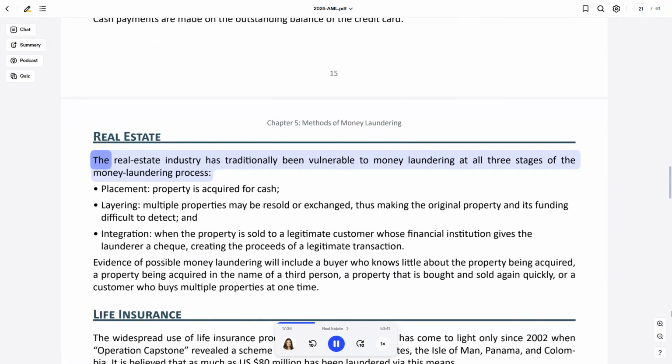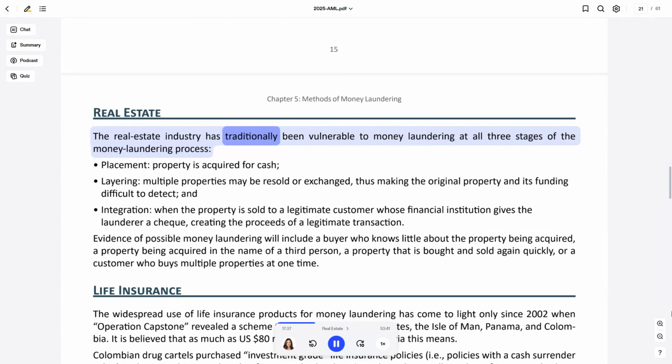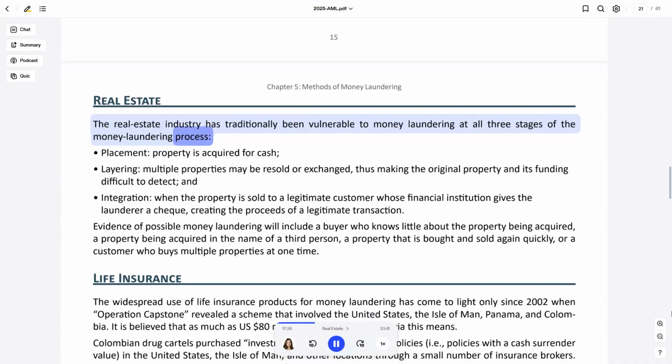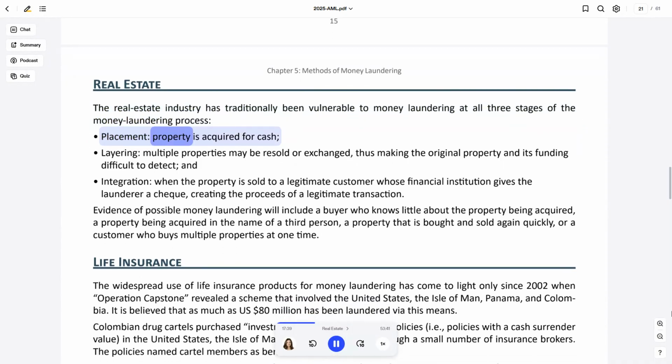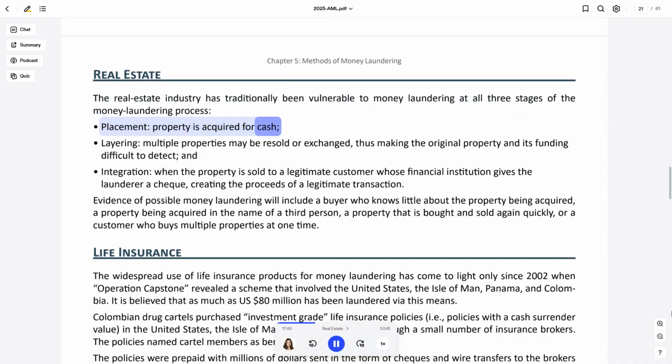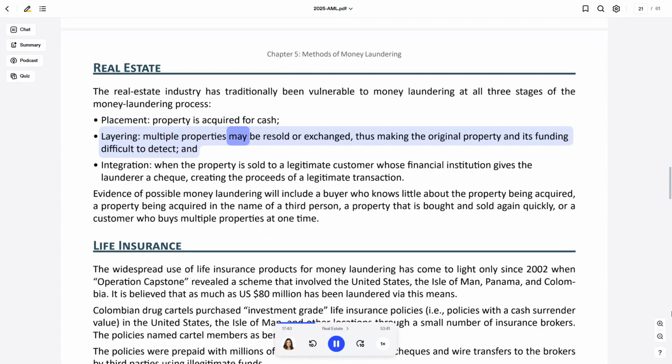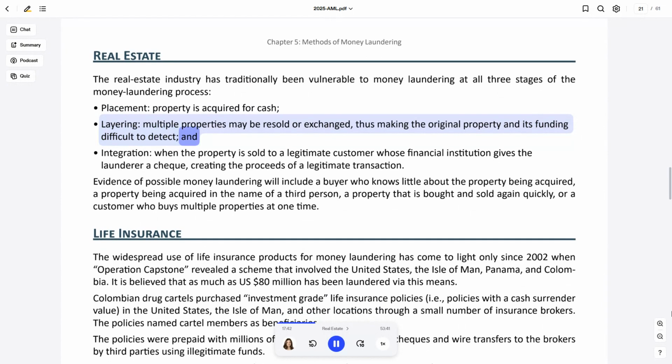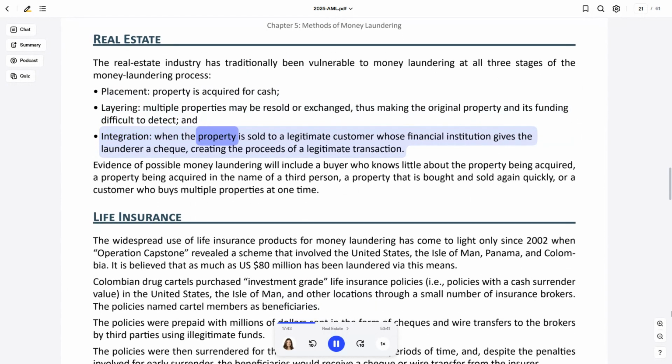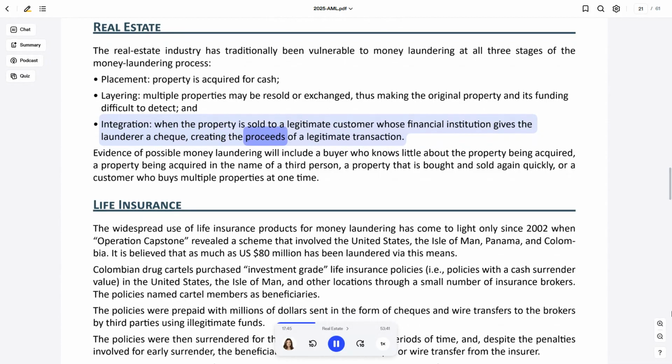Real estate. The real estate industry has traditionally been vulnerable to money laundering at all three stages of the money laundering process. Placement: property is acquired for cash. Layering: multiple properties may be resold or exchanged, thus making the original property and its funding difficult to detect. And integration: when the property is sold to a legitimate customer, whose financial institution gives the launderer a check, creating the proceeds of a legitimate transaction.